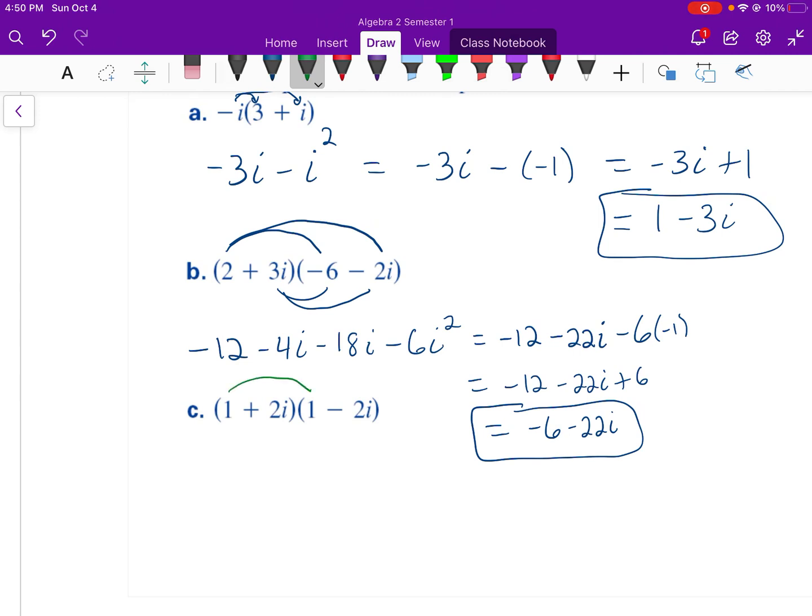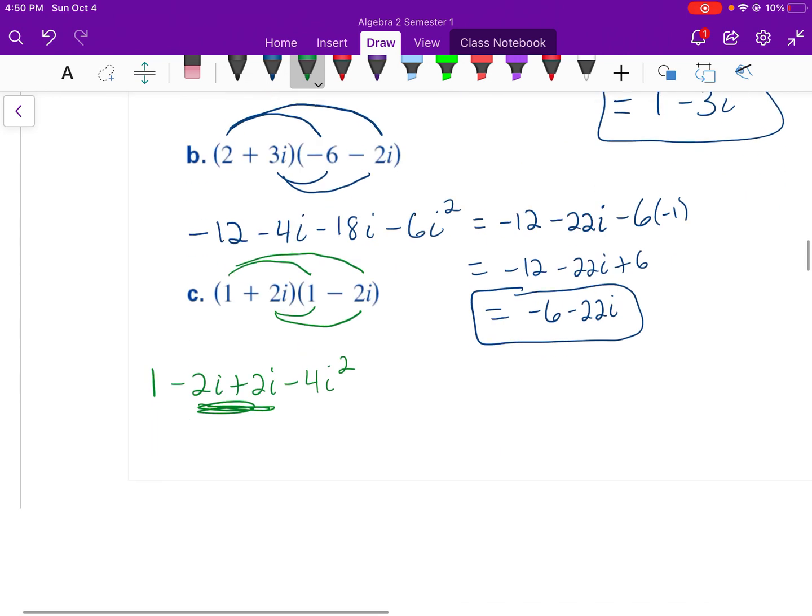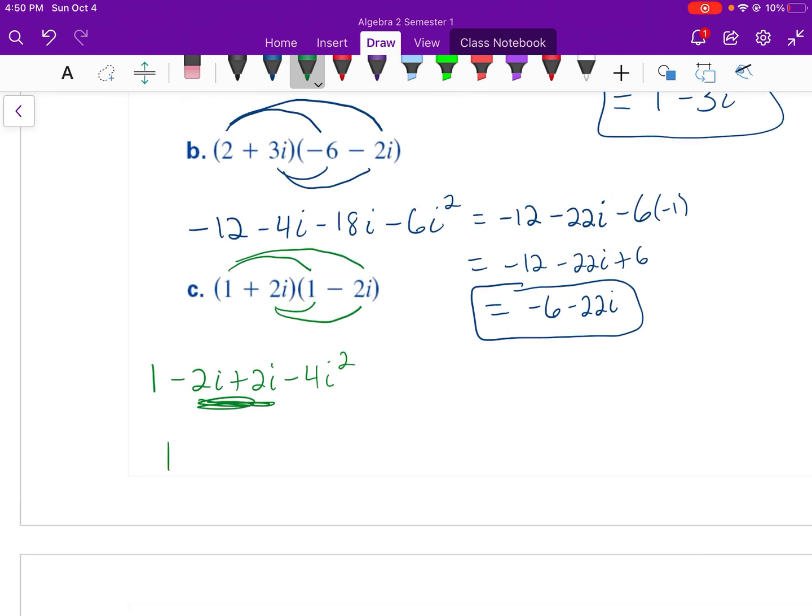All right, so here, again, FOIL. So 1 times 1, we get 1. 1 times negative 2i, minus 2i. 2i times 1, plus 2i. And then 2i times negative 2i, we get minus 4i squared. One thing you're going to notice, we get the same thing there. They cancel each other out. So 1 minus 4i squared, which will equal 1 minus 4 times negative 1, replacing i squared with that. So 1 plus 4, or 5.